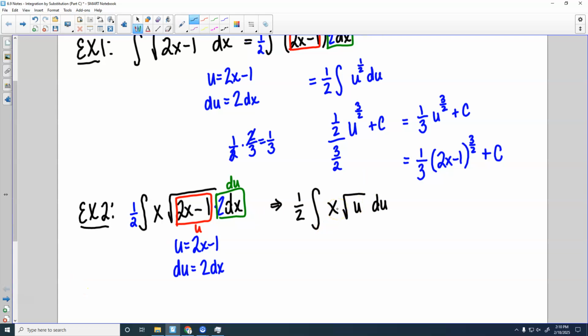Does anybody have any idea what we might could do with the x? You cannot, because you could not use the same letter because we have already defined u as 2x minus 1. So we would have to use a different letter, like a v or a z or something. And then we'd still have 2 variables, so we wouldn't be able to do it. You cannot because it is a variable. If it was a coefficient, that would be fine. If we got like a 5 that's in our way, you can move it to the outside.